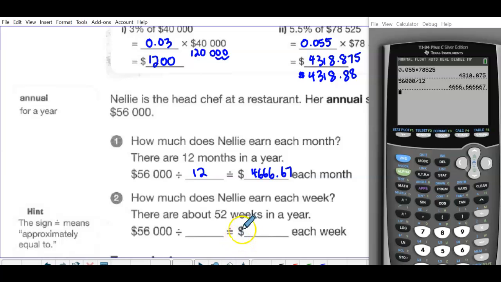And then how much does Nellie earn each week? There are 52 weeks in a year. So don't go by this amount and divide by 4, because there are not 4 weeks in a month, except for February. So you want to go back to your annual amount and divide by 52. So 56,000 divided by 52 is $1,076.92. This already has a dollar sign. If it wasn't there for you, you need to put that in. Okay.